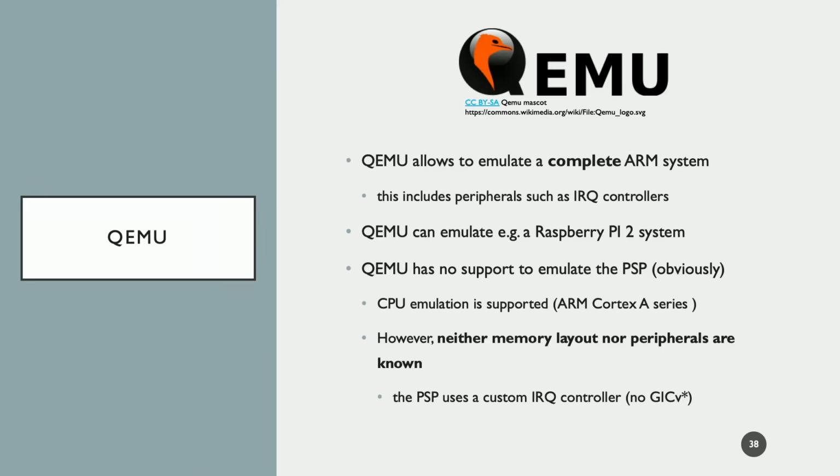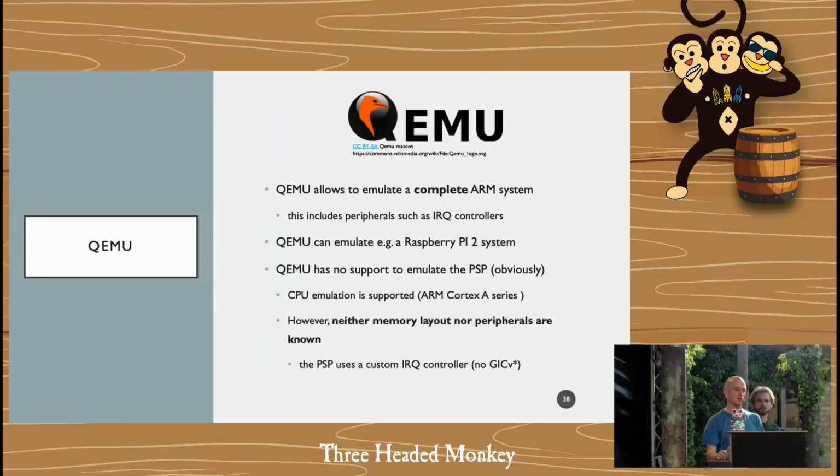QEMU can, however, emulate the CPU part, so just the core. However, we don't have information about the memory layout or any peripherals. For example, when you want to emulate an ARM system, you probably want to emulate an interrupt controller, and there are very common interrupt controllers, such as the GICv4 or 5 or whatever. None of those is used in the PSP. They use a custom interrupt controller. So we're kind of out of luck there.